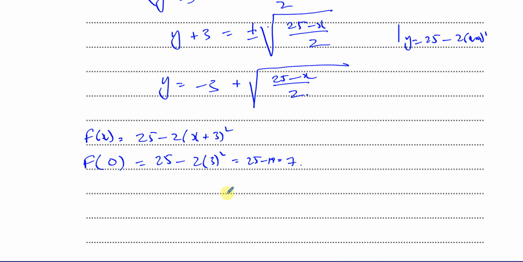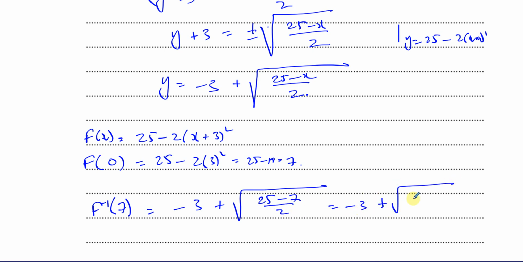Okay, now the inverse function, we should be able to take 7 and it will do the reverse. So let's try it in the plus one. You have 25 minus 7 over 2. So you have minus 3 plus the square root of, that's going to be 18 over 2, which is 9, which is minus 3 plus 3, which is 0. So you can see that that's correct.